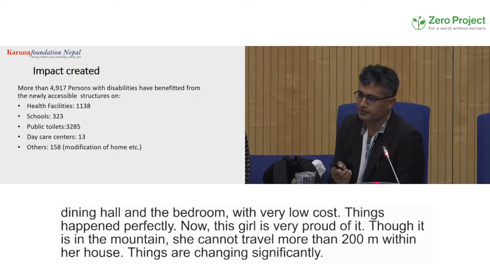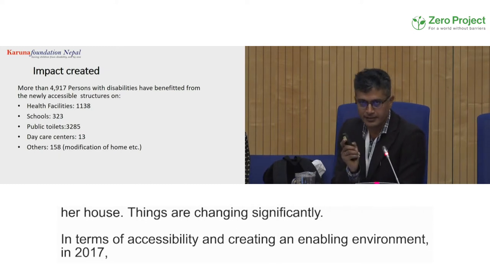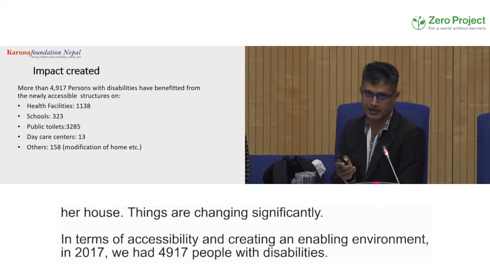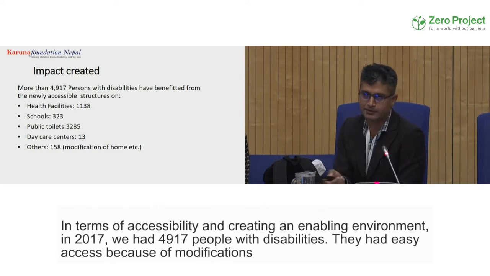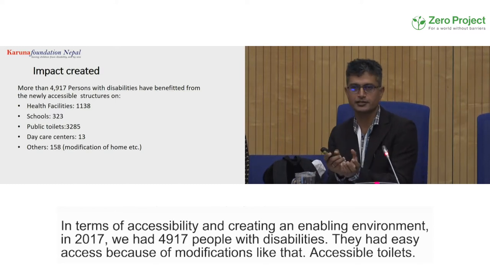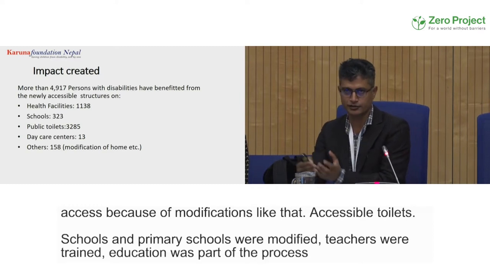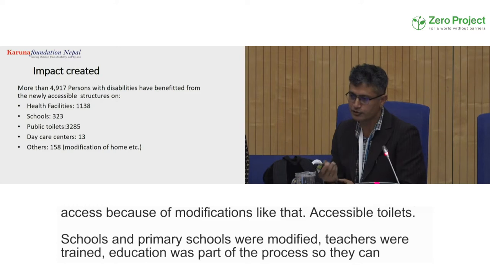In terms of accessibility and creating an enabling environment, in 2017, we were working with 4,917 people with disabilities. They had easy access because of modifications like ramps and accessible toilets. The schools, basically early childhood development centers and primary schools, were modified. The teachers were trained. Peer education was part of the process so that children can easily accept a child with disability next to them. So schools were more inclusive.